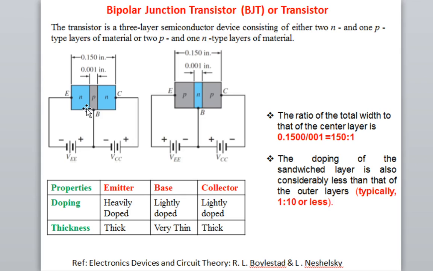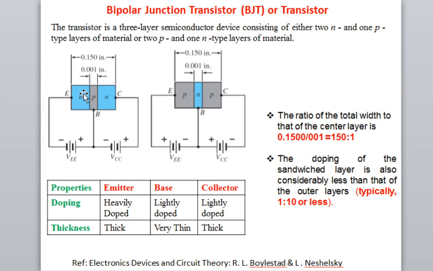if any student by mistake names this emitter as a collector and collector as emitter, that is wrong. Why is that wrong? Because the property of emitter is quite different from the property of collector. These names are given intentionally. Why is it called an emitter, a collector, a base? There is some logic behind it, and I will tell that logic. That is why emitter will never be called a collector, or collector never called an emitter. This criteria is valid for both PNP and NPN transistors.